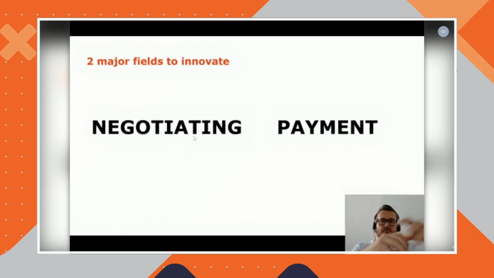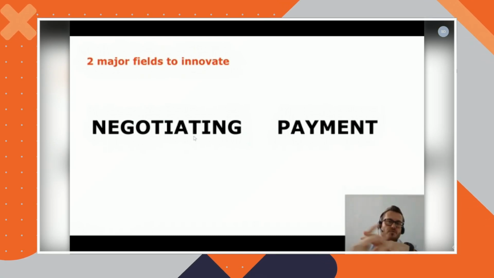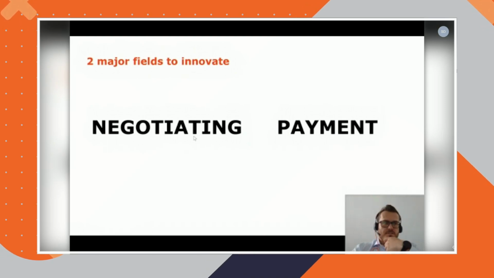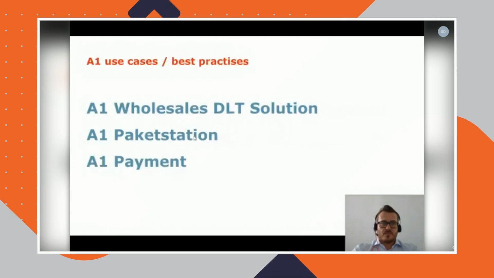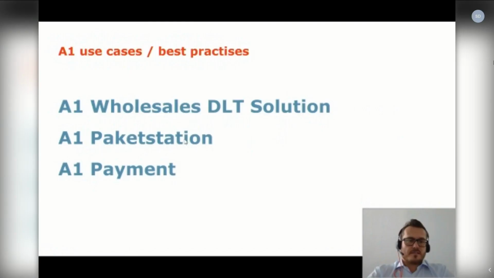The first category is the part of negotiation. And the second topic would or should be payment. At that time, we started a couple of projects, and I just brought along 3 use cases for today, 3 best practices that we do have in place for now. The first thing is a wholesale solution that our wholesale department needs in the interaction with other partners. The second one, and this is a very tiny little one, is the packet station, let's say a locker station powered by A1. And the third one is our, let's say, adapted A1 payment solution.